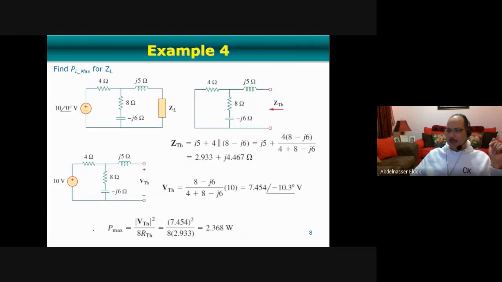This is an example. Here, find PL max for ZL. Okay, ZL. So we don't know ZL. Of course, you know ZL because you have to figure it out. ZL is just Zth conjugate. So we need to find Z conjugate. To find it, here is the circuit.